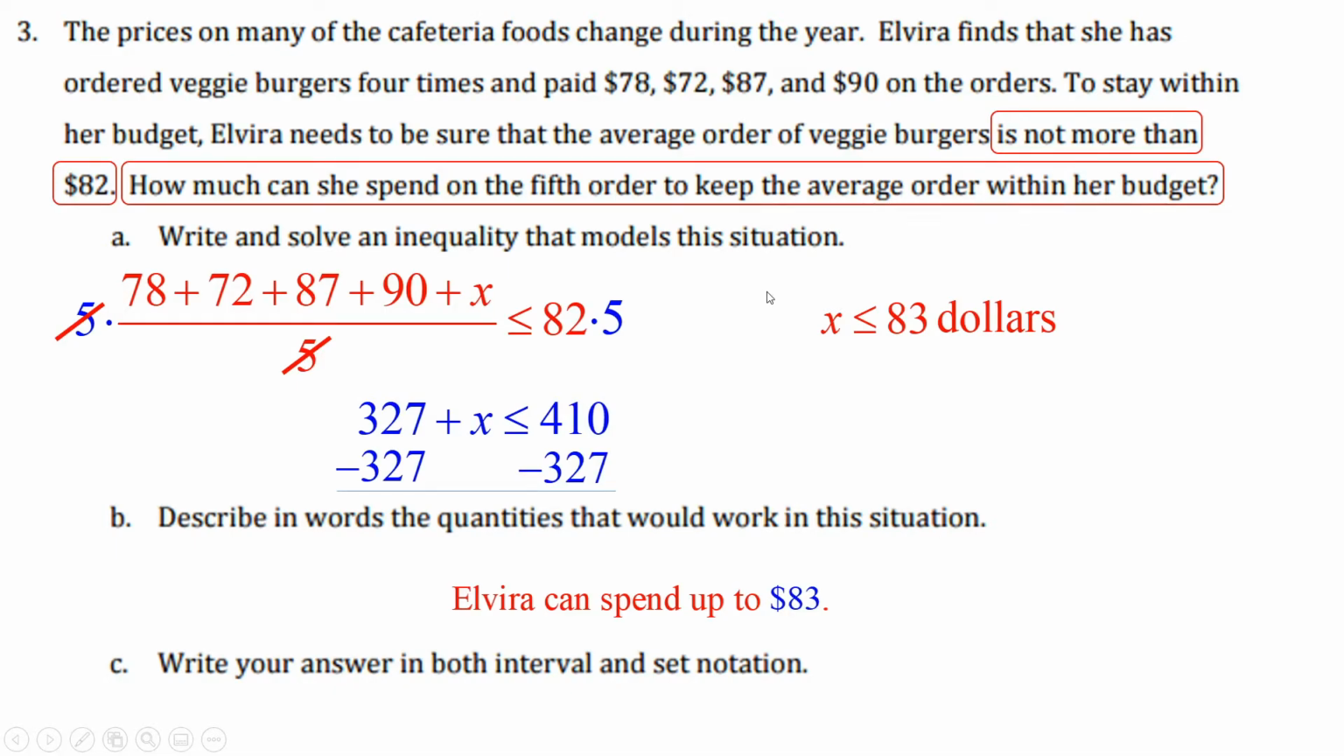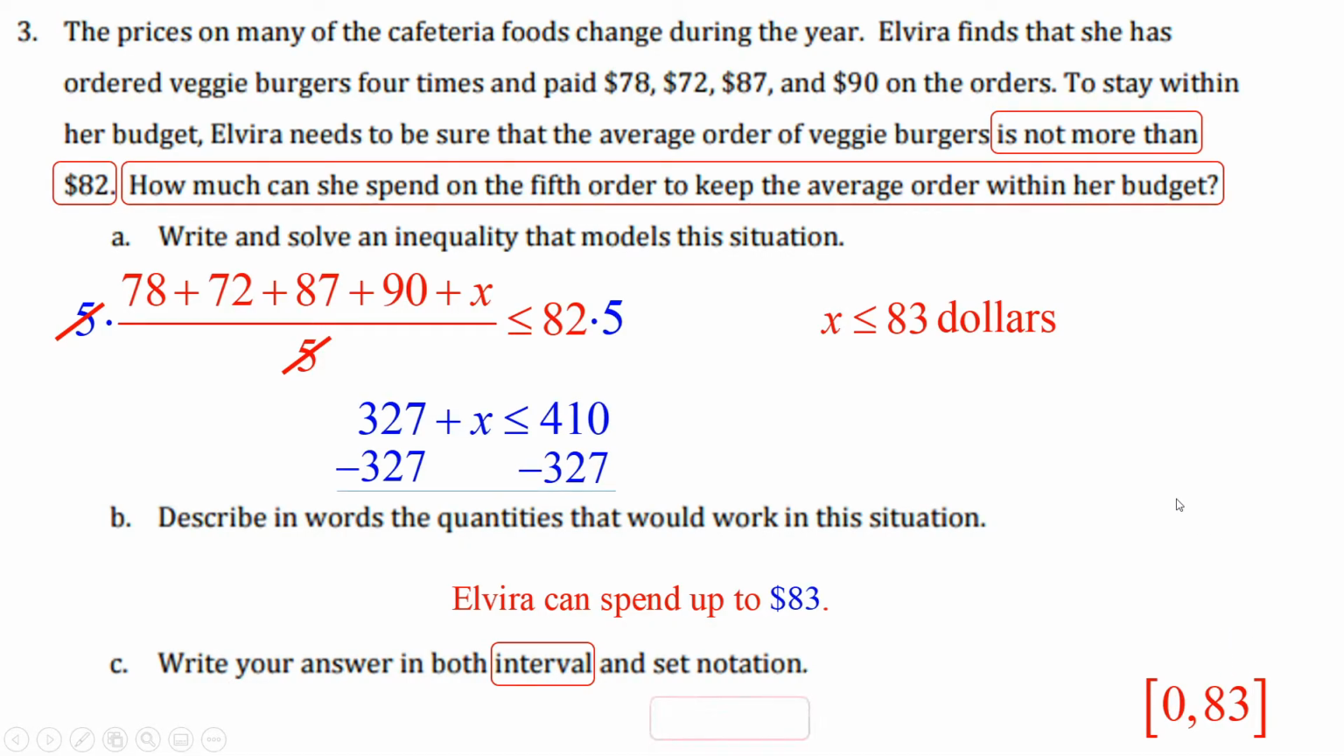Nice. So write your answer in both interval and set notation. All right. My favorite, the interval notation, starts with a comma. And my left bound, well, Elvira could right now spend $0. Maybe they gave her a bonus on the fifth order. 0 on the left and up to $83 on the right. And if they gave her a big bargain and you get your fifth order for free, that's a bracket right there on 0. And I see an equals right there at the 83, so I'm going to put a bracket right there. So x is in the closed interval from 0 to $83.